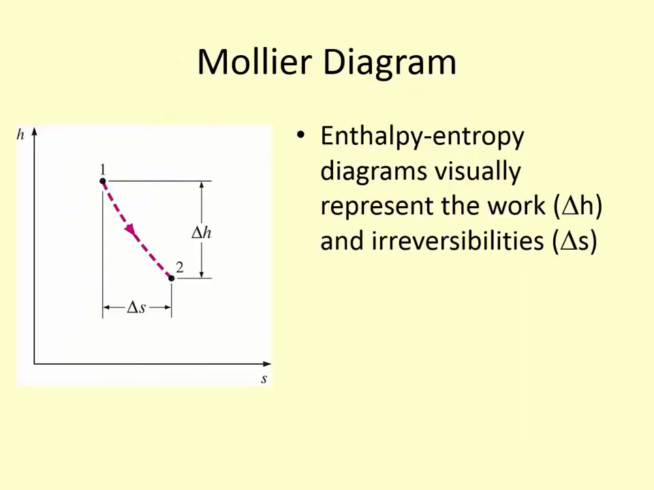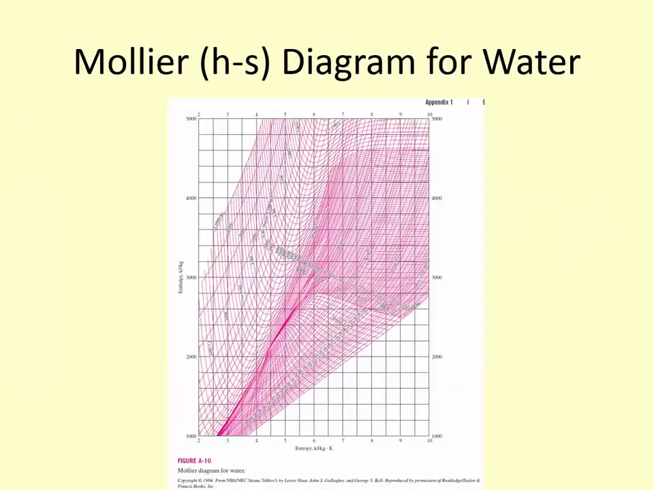A Mollier diagram is a very useful diagram because we plot entropy and enthalpy. So in essence, what you're looking at is the relationship between the work, represented by a change in enthalpy, and the irreversibilities, which is represented by a change in entropy. So the Mollier diagram, again, for water, they have this diagram in the book, and it's super tiny and kind of useless. But I think it's more just as an example to see what it looks like. Again, we see the dome, but now the dome has kind of shifted and it's offset.